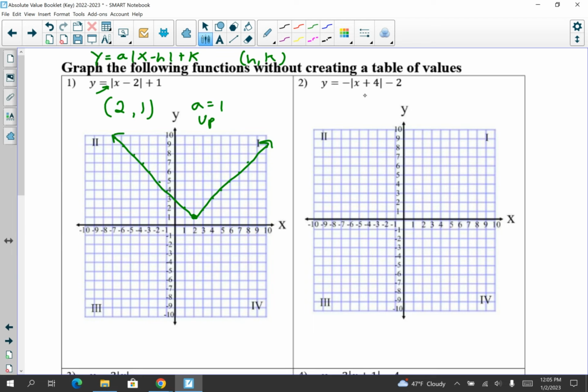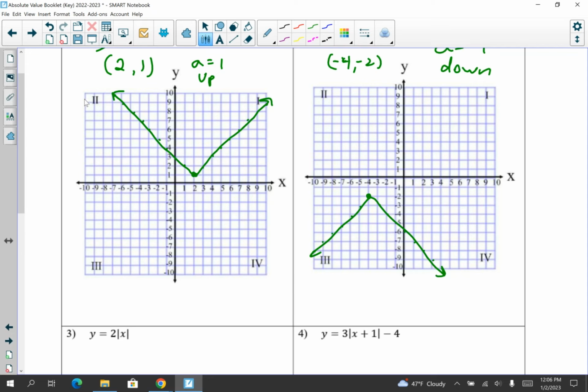Okay, for number 2, I can see our h is -4, right? Because minus -4 is going to give us that +4, and our k is -2. So our vertex is at the point (-4, -2). And then our a equals -1, so that tells me it's going to open down. So I'm going to see that slope of -1 going both ways.